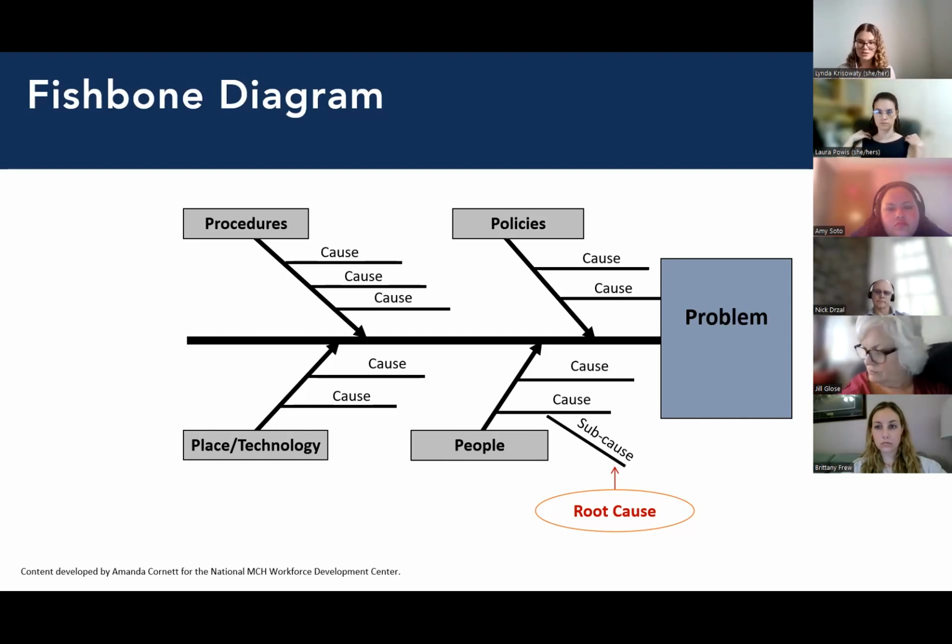So to walk you through this framework, if you start all the way on the right-hand side, we start by identifying the key problem we'd like to address.